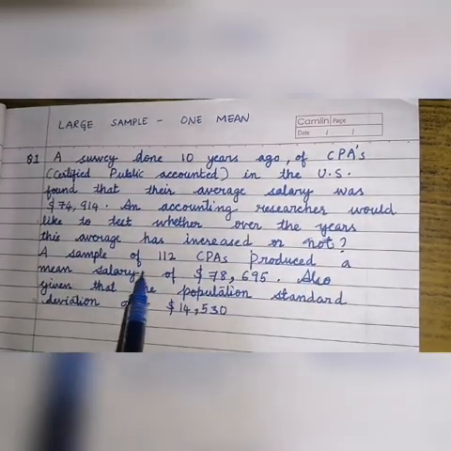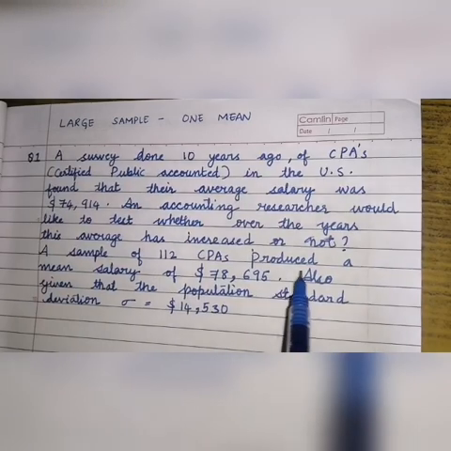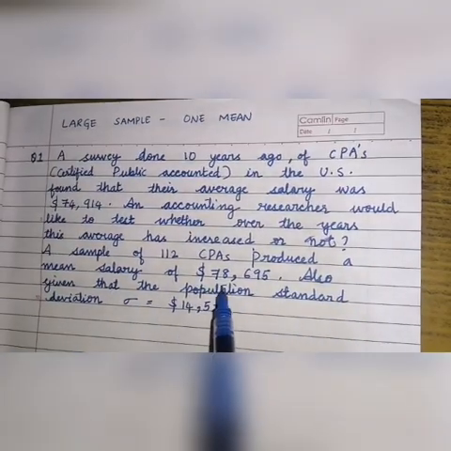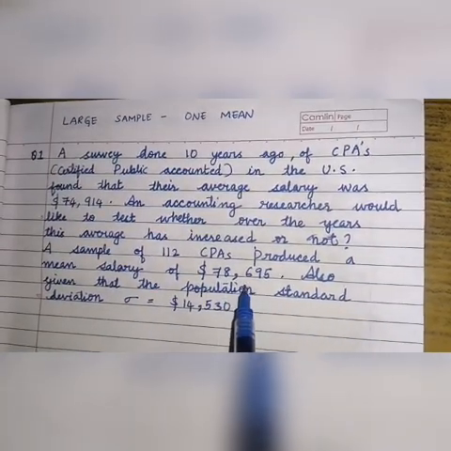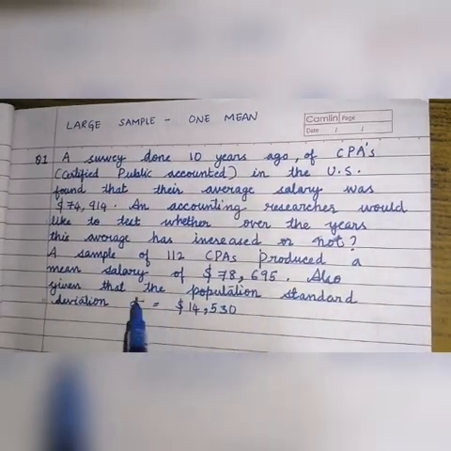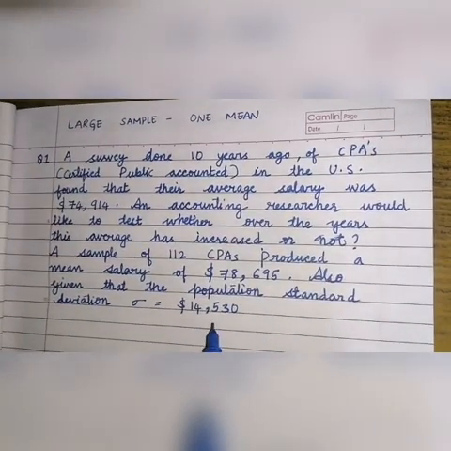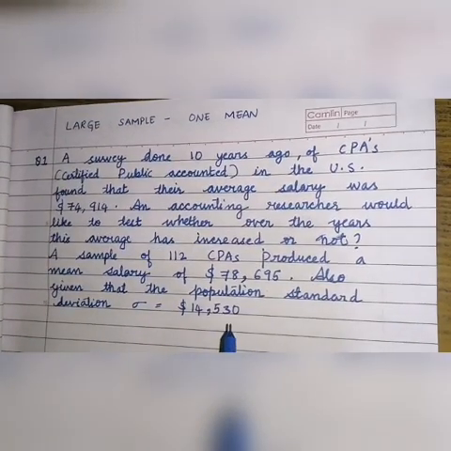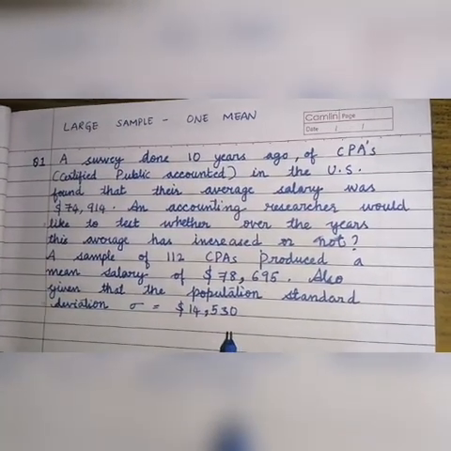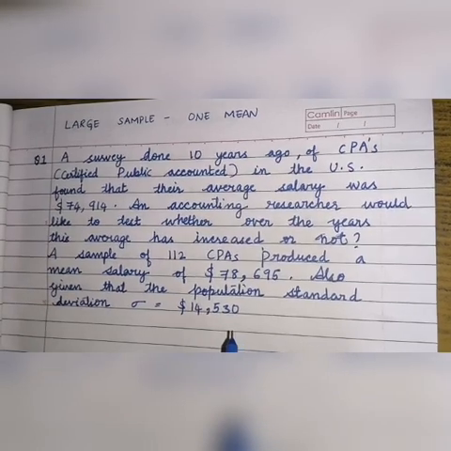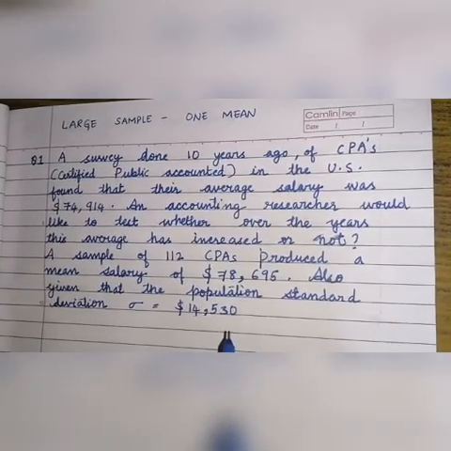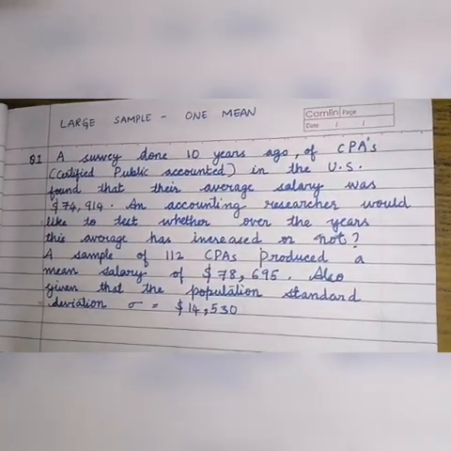A sample of 112 CPAs produced a mean salary of $78,695. Also given is that the population standard deviation sigma is equal to $14,550. Now let us write down what is given to us, and let us decide what is the null hypothesis and what should be the alternative hypothesis.